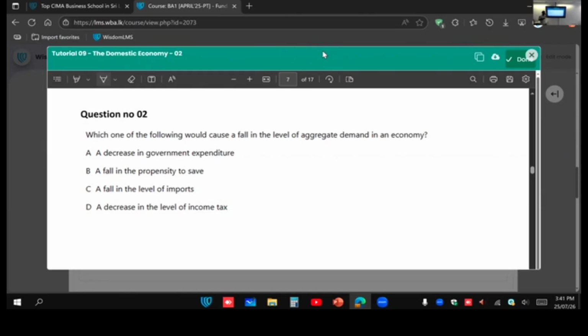Fall in the propensity to save, what will happen? Fall in the propensity to save means increasing the propensity to consume. Fall in the level of imports. Yes. A decrease in the level of income tax, more consumption. Okay. So answer is A.